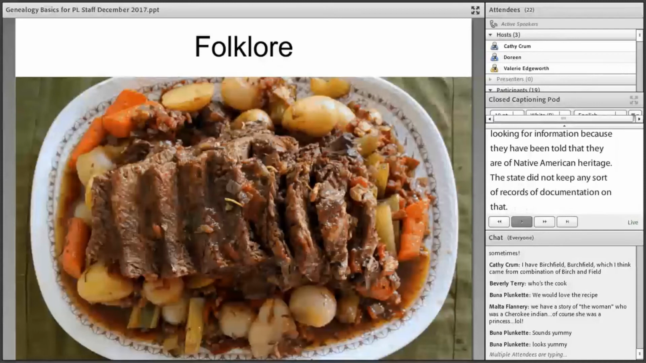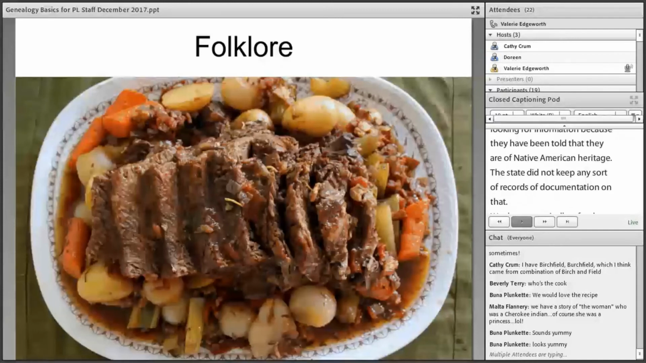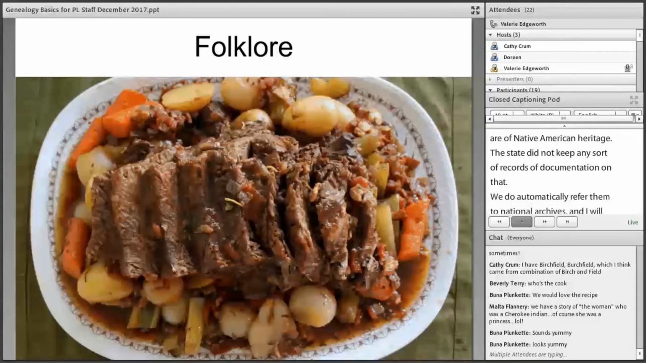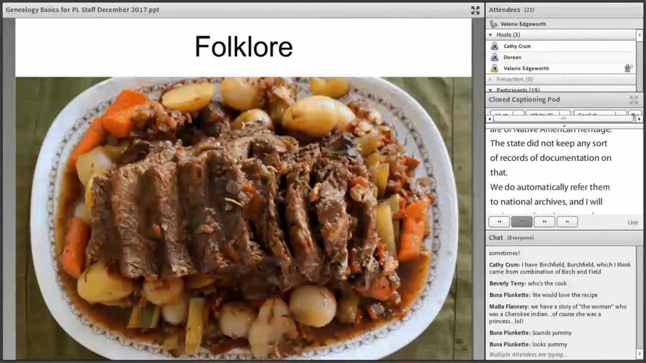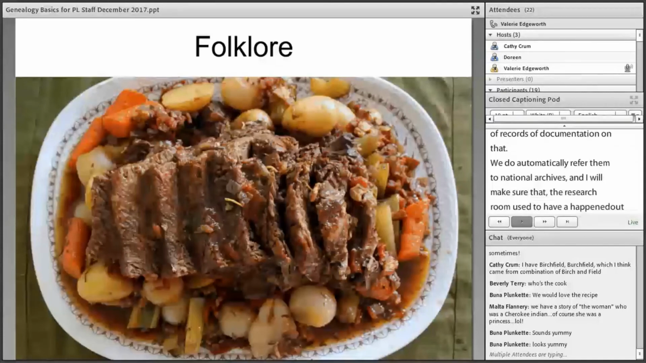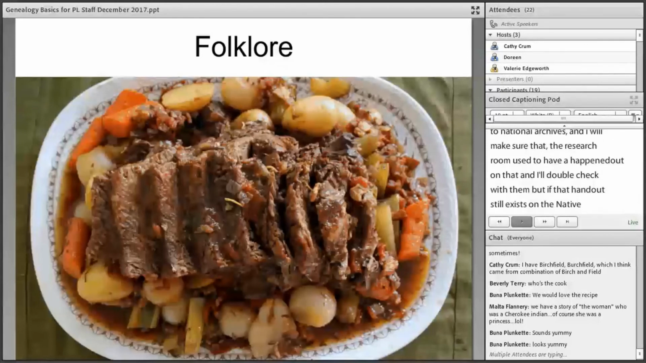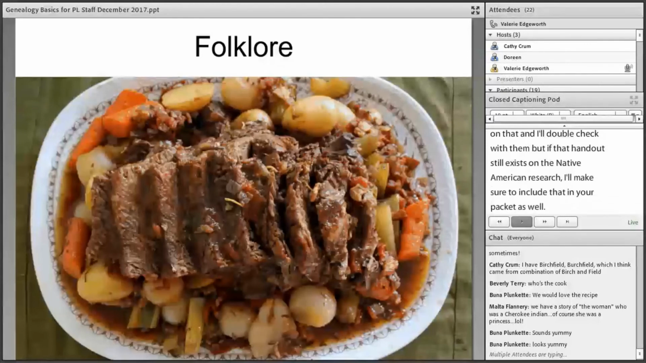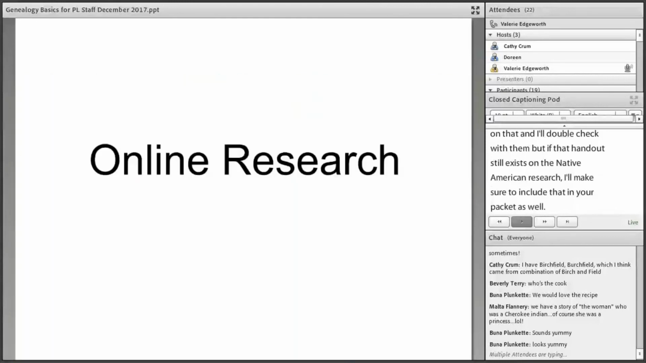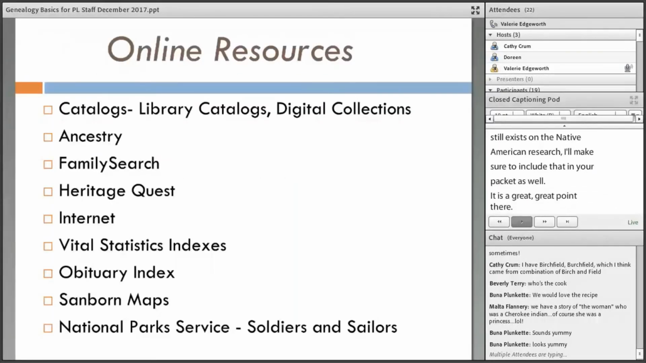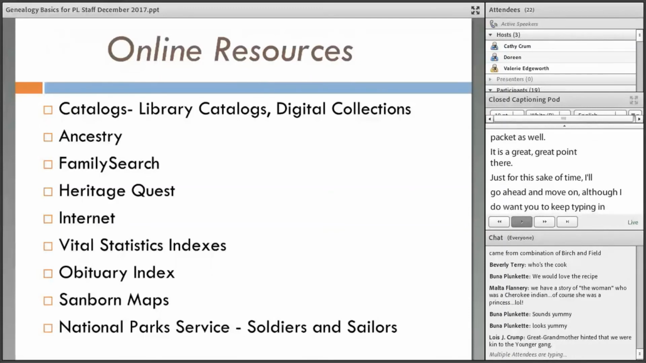We do automatically refer them to National Archives, and I will make sure, the research room used to have a handout on that. I'm going to double check with them, but if that handout still exists on the Native American research, I will make sure to include that in your packet as well. It's a great point there. Just for the sake of time, I'm going to go ahead and move on, although I do want you to keep typing in your stories here. I love to hear it.